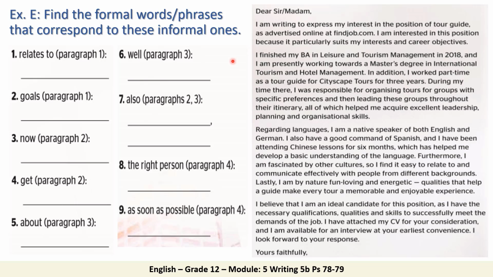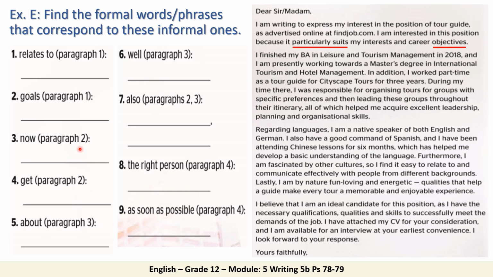Are you ready now? Okay, the phrase "relates to" is informal because it's a phrasal verb, and it corresponds to "particularly suits." Instead of saying "because it relates to my interests," which is informal, the writer uses "because it particularly suits my interests." The word "goals" is a simple word, it's informal, it can be used in informal writing or in speaking, and it corresponds to "objectives," right?